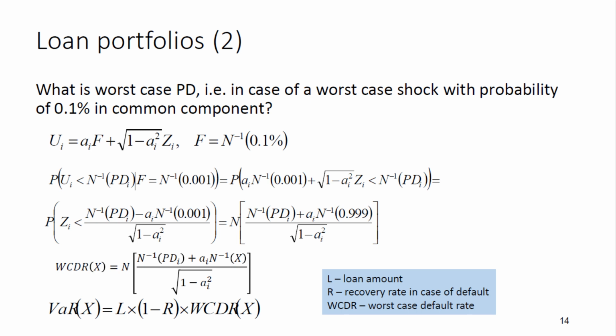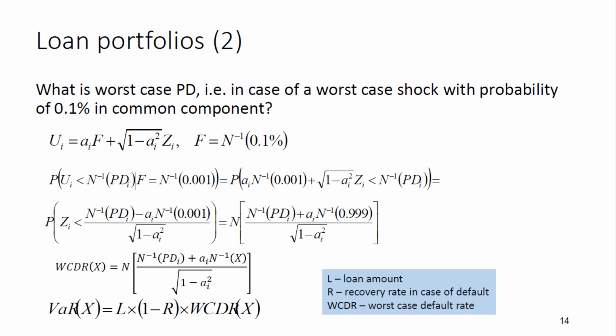So this expression is actually the probability that asset i goes into default under the condition that there is a negative common shock occurring to all assets. And the question is, what is the probability of default if we know that this shock occurs? We call that the worst case default rate, WCDR. The certainty level at which we apply that is 99.9%, so that's the X.